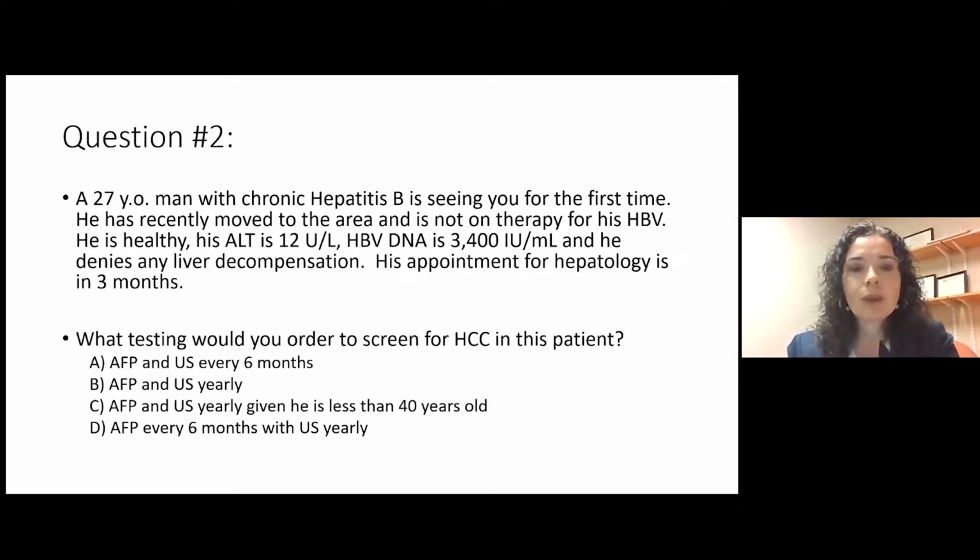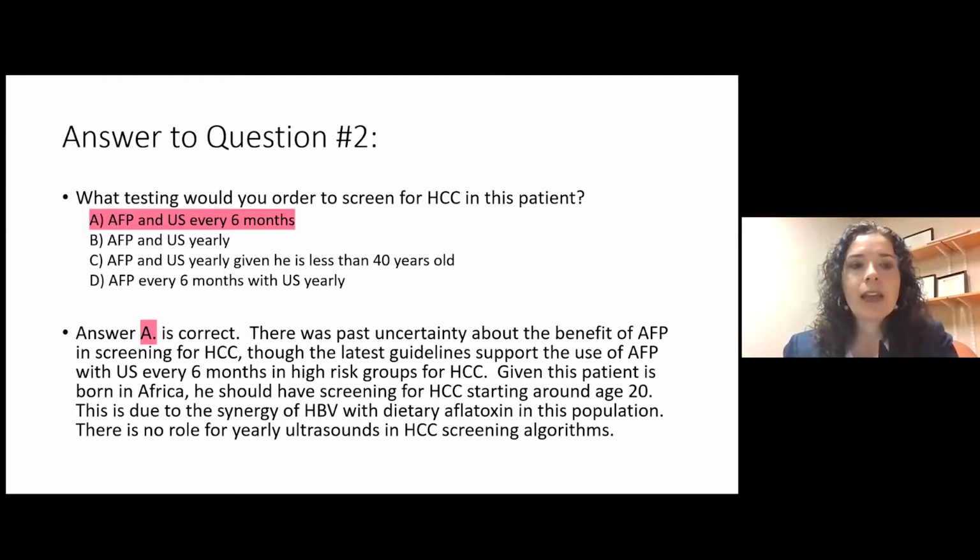A few moments. Hopefully this one's an easy one for you. It's alpha-fetoprotein and ultrasound every 6 months. As I mentioned to you a few slides before, there's no indication for yearly ultrasound in screening for HCC. Ultrasound should be performed every 6 months. And again, although there's been some controversy in the past, the recent guidelines support the use of alpha-fetoprotein to help screen for HCC in populations, specifically when ultrasound is not available. The dietary aflatoxins in patients who are in the less than 40 age range from Africa make HCC screening important in that group.